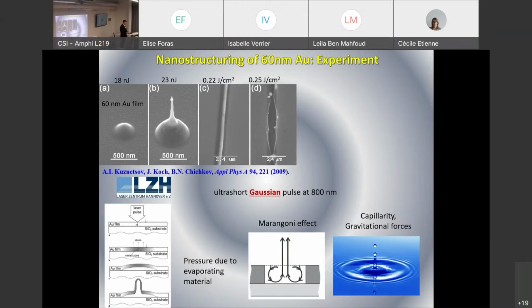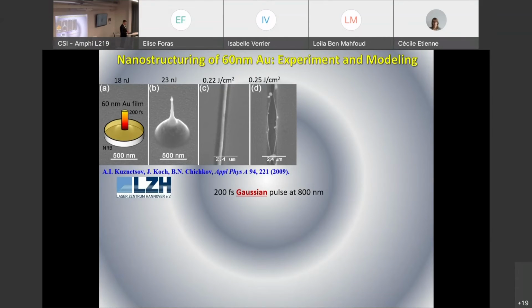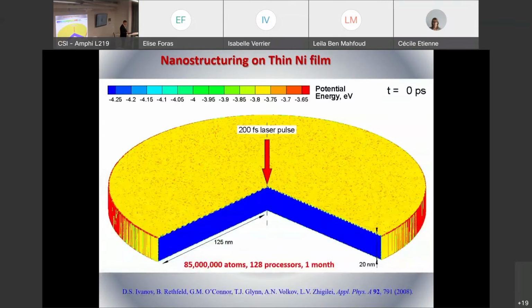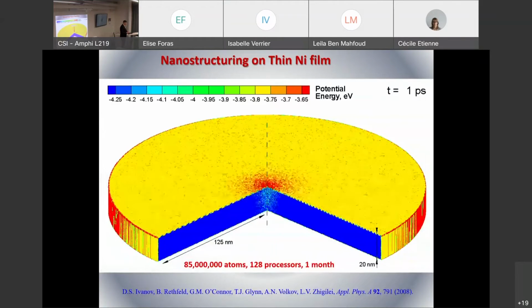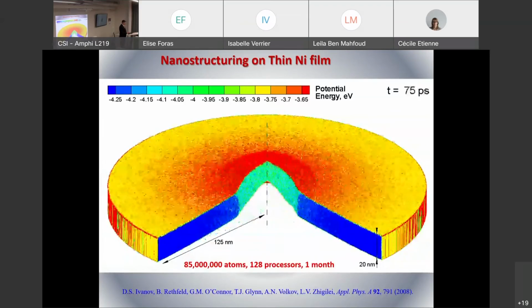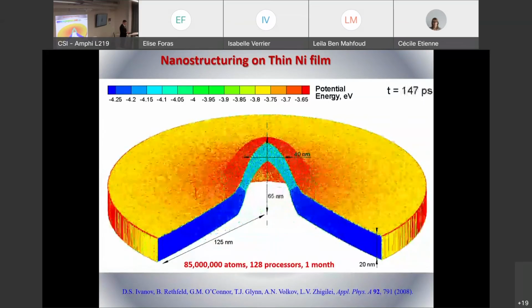So, this is the answer, what our simulation gave us. We simulate a 200 femtosecond laser pulse interacting with a circular slab of molecular dynamics domain, and the rest is described in continuum. So these are simulations from this modeling. Each dot is representing an atom.